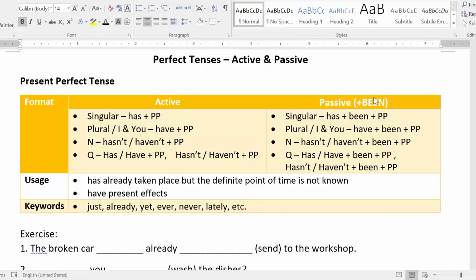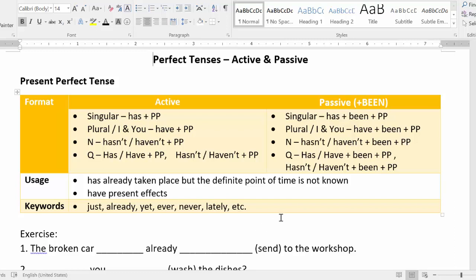Now let's look at passive voice. Remember what I told you before. For passive voice, we always change our main verb to be plus pp, right? The verb at the back is always pp no matter what tense it is. The thing that will be changed is our be. We have many forms of be, our verb to be: is, am, are, was, were, been, being.